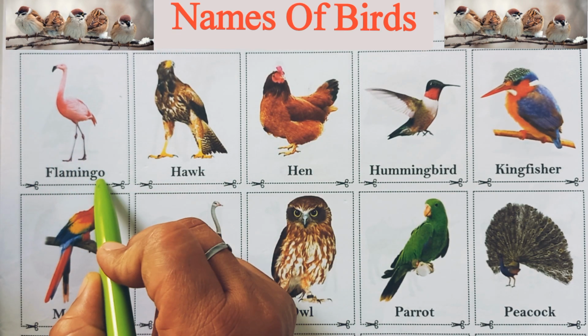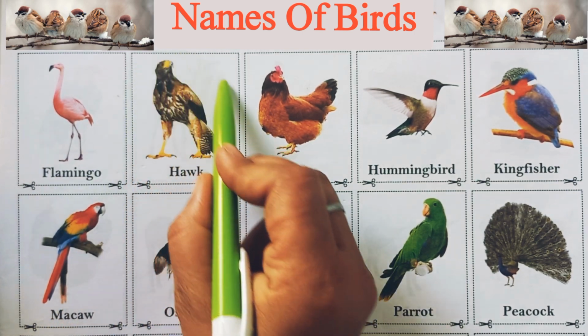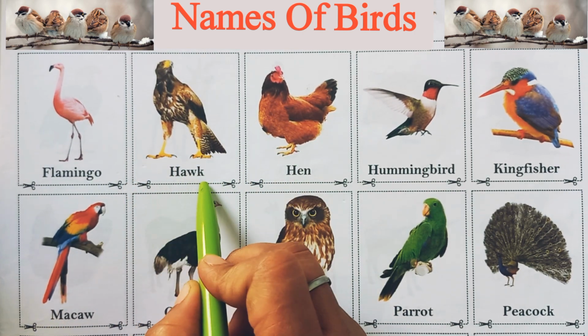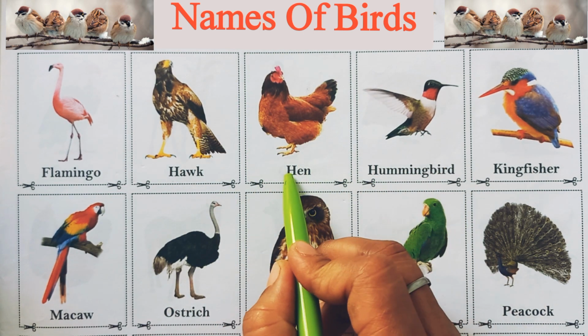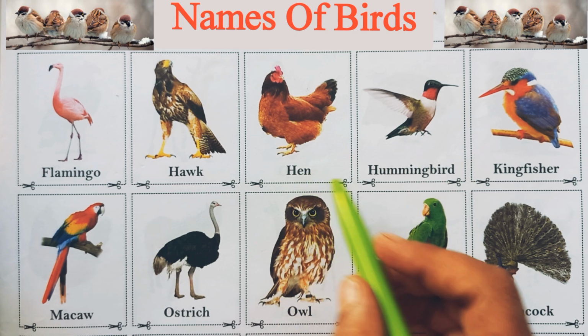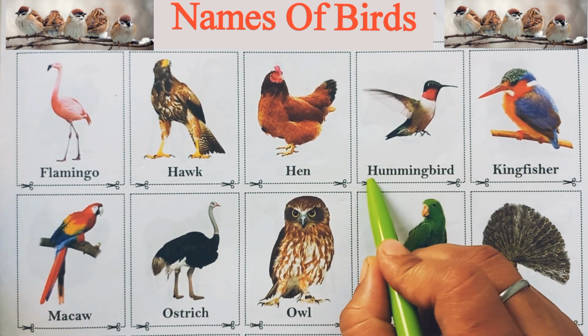Flamingo. F for flamingo. Hawk. H for hawk. Hen. H for hen. Hummingbird. H for hummingbird.